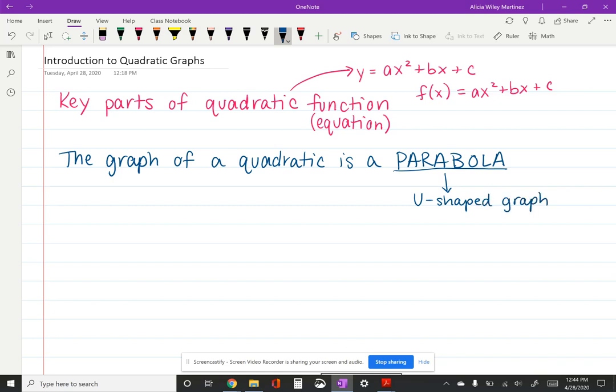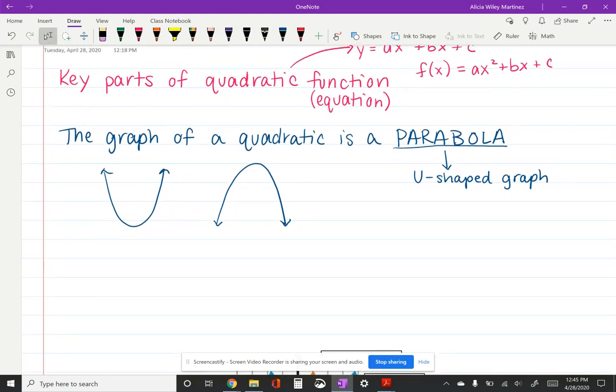Okay, there are two ways that a parabola can look. A parabola can face up. A parabola can face down. There are ways that we can tell from an equation whether a parabola is going to face up or down, and we will be talking about that as the unit goes on. So let's talk about some key parts of this quadratic graph known as the parabola.